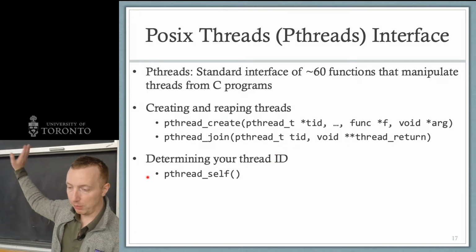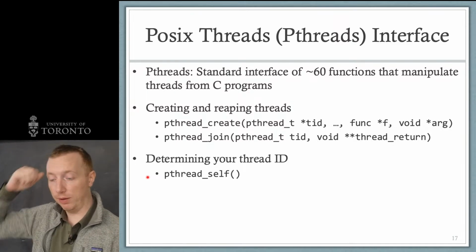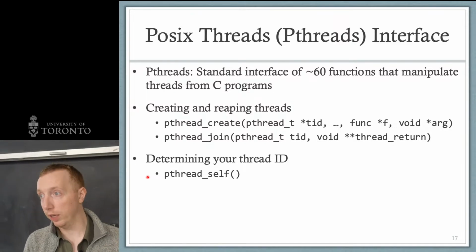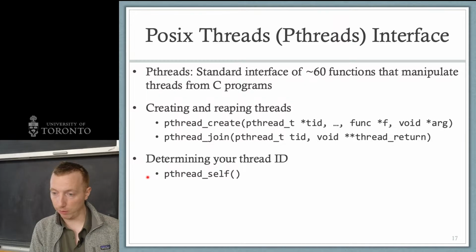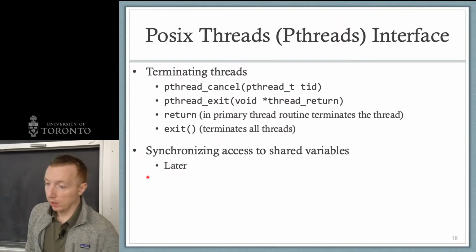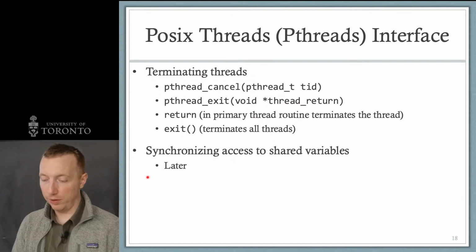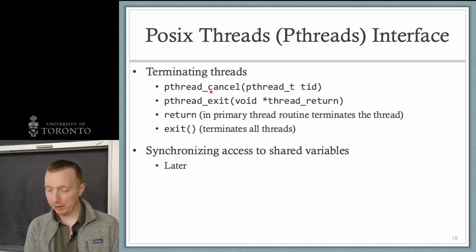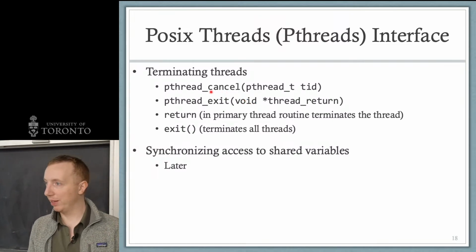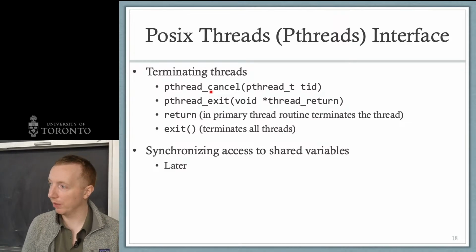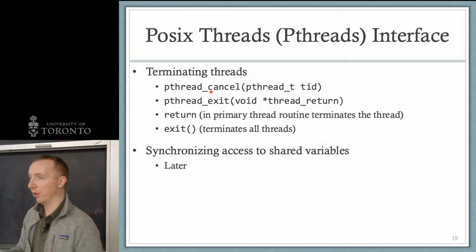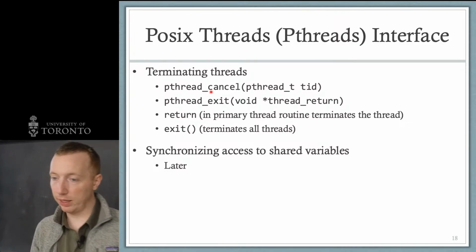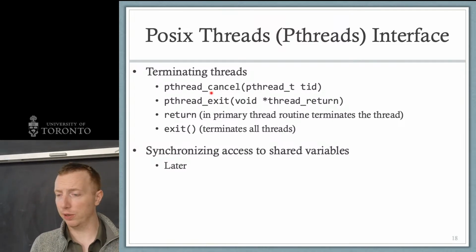You can also determine your own thread ID. pthread_self will just return the ID of the current executing thread. For terminating threads, you can essentially cancel it, which is basically like the process equivalent of sending a signal to it. So it will immediately terminate and stop running. Usually you don't have to do that.